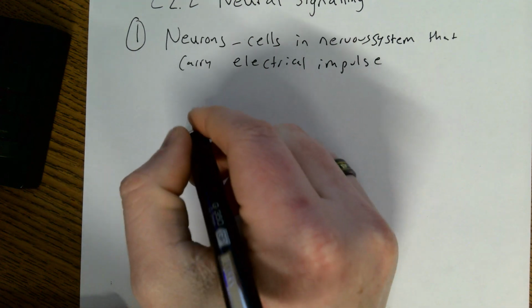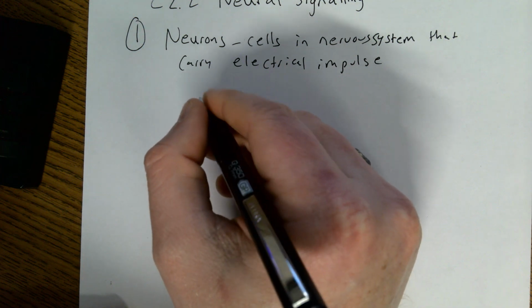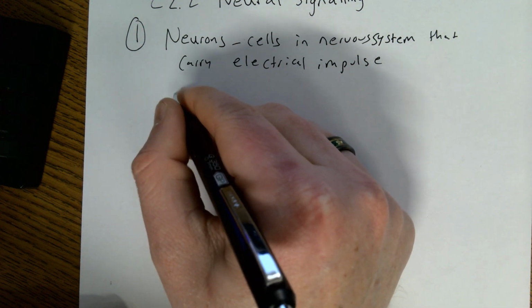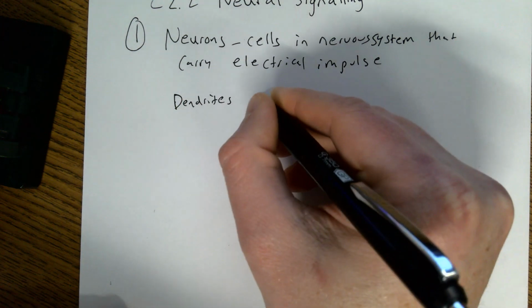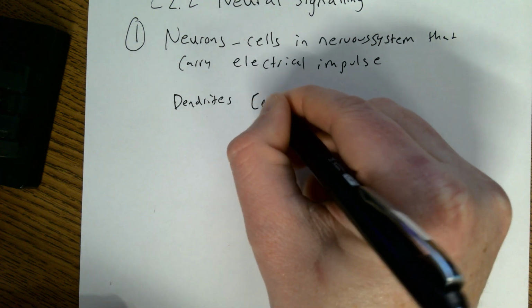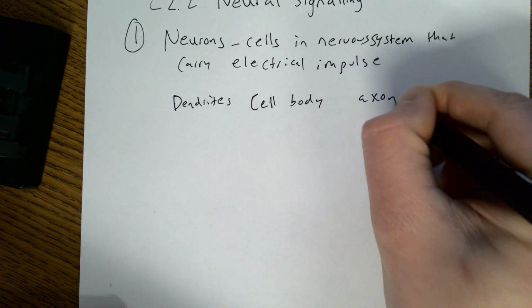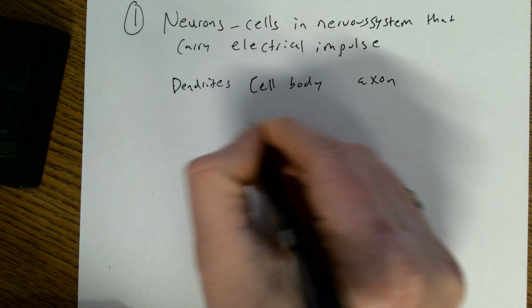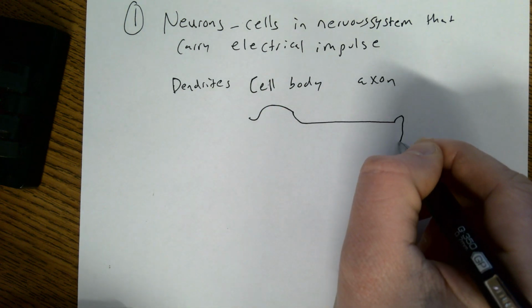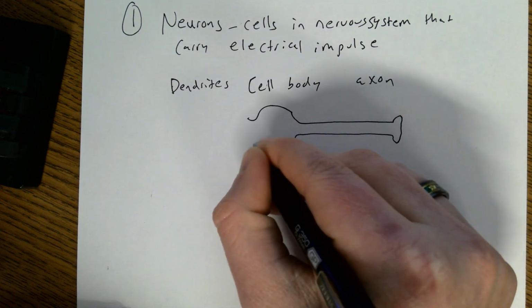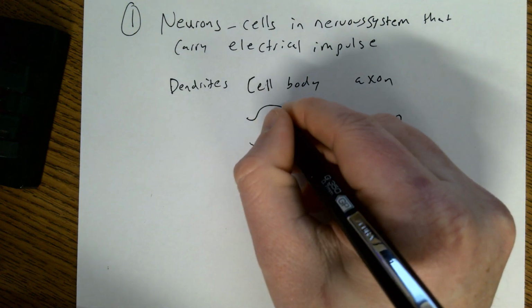What you need to know about neurons is their relative structure. Starting from left to right, we have dendrites, a cell body, and then an axon. So these are the three parts. We always like to start with the cell body. It's the easiest, and then the axon. In the cell body, you have a nucleus, and you'll have a lot of mitochondria.